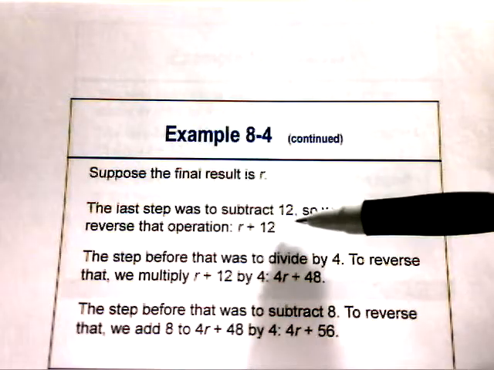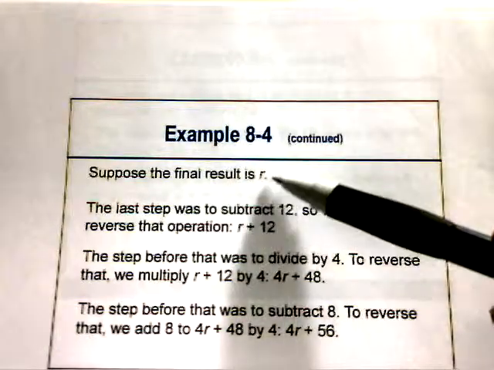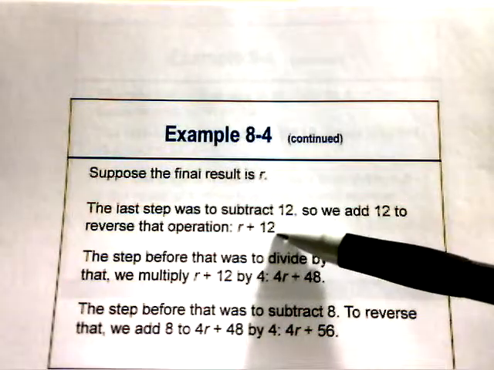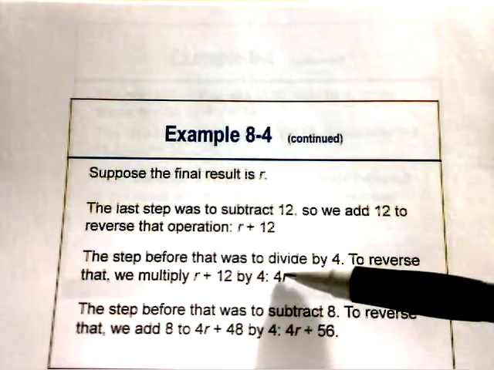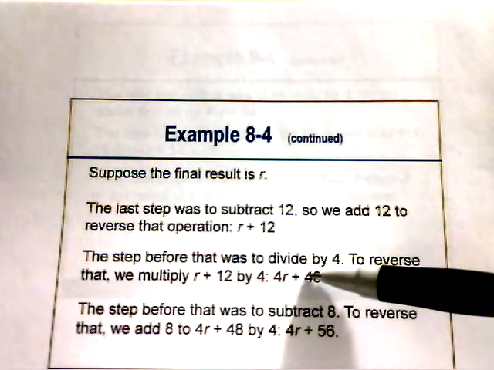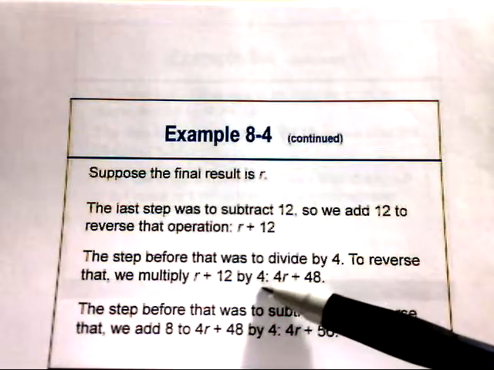The last step was to subtract 12, so we're going to add 12 to reverse that operation. So we're going to take R and add 12 to the R, so it'll be R plus 12. The step before that was to divide by 4, or to reverse that, we're going to multiply R plus 12 by 4.